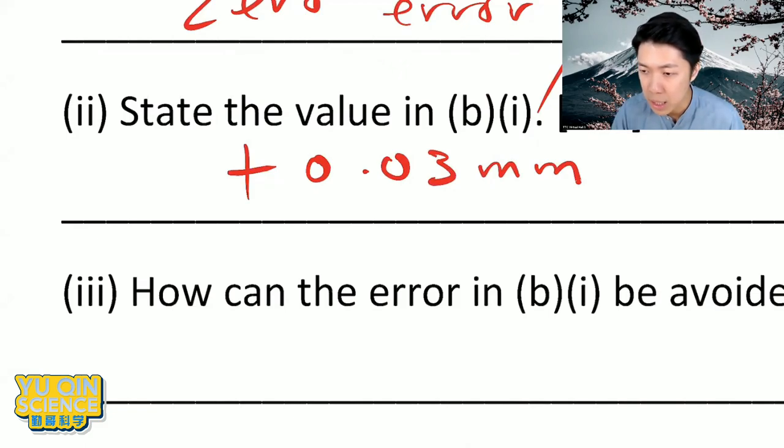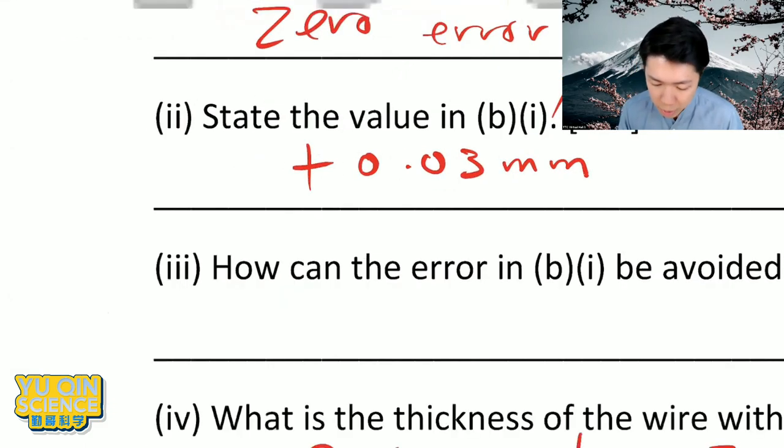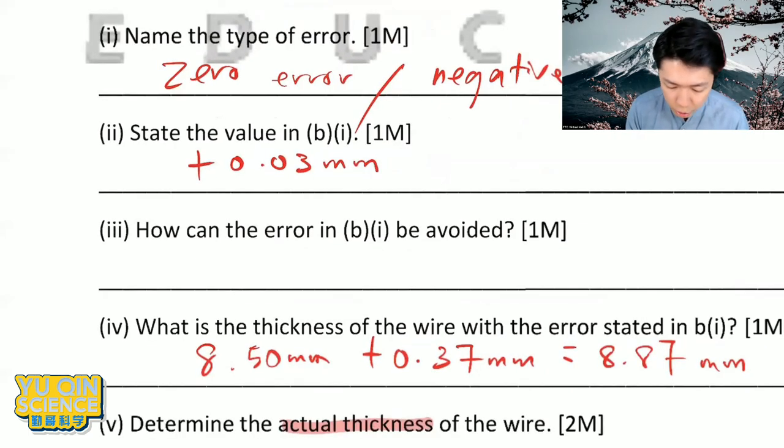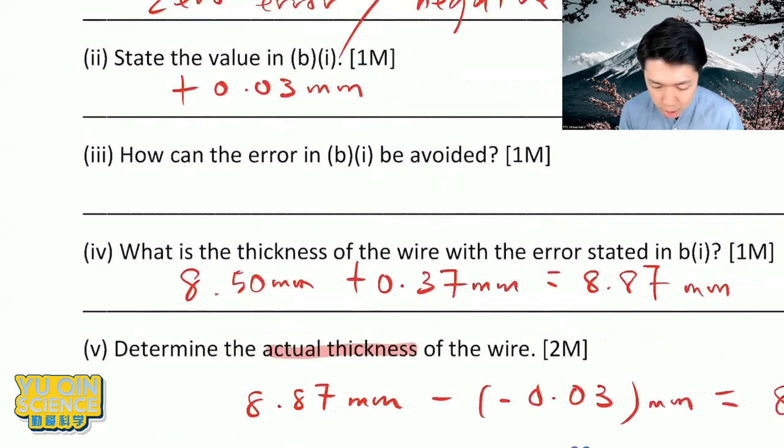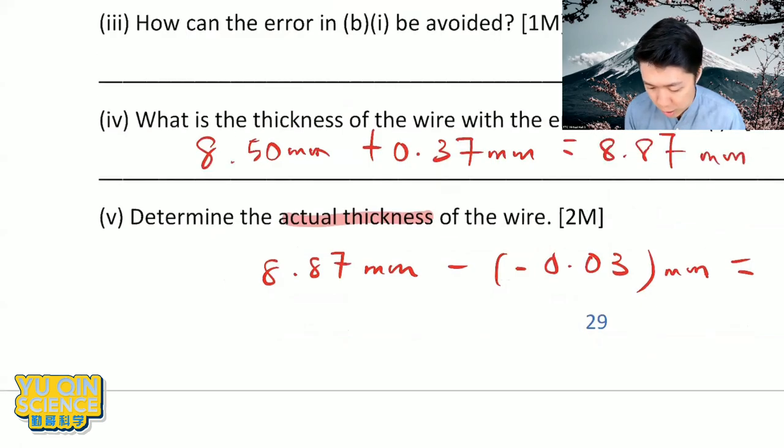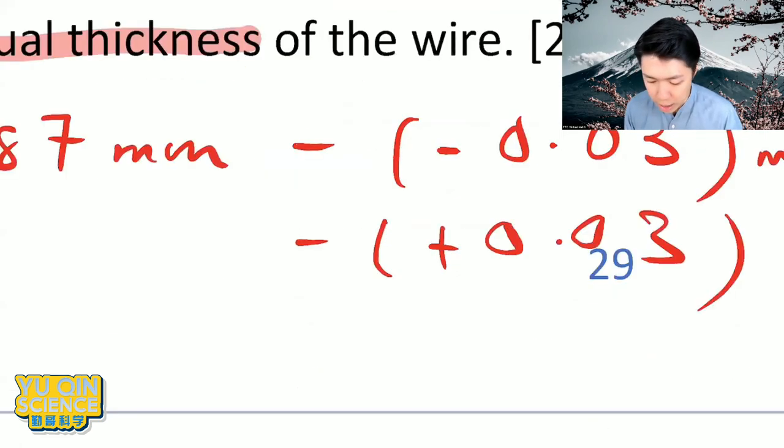It's minus la. Oh, you mean calculation? Yeah, la, you go with the maths. So if this is minus positive 0.03, then it will be minus. Minus negative positive becomes negative. Yeah, correct. Okay.